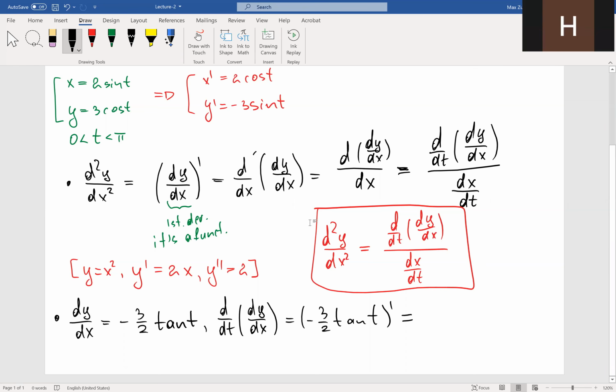-3/2 secant squared t. In other words, it's going to be -3/2, and secant squared t is just 1 over cosine squared t.